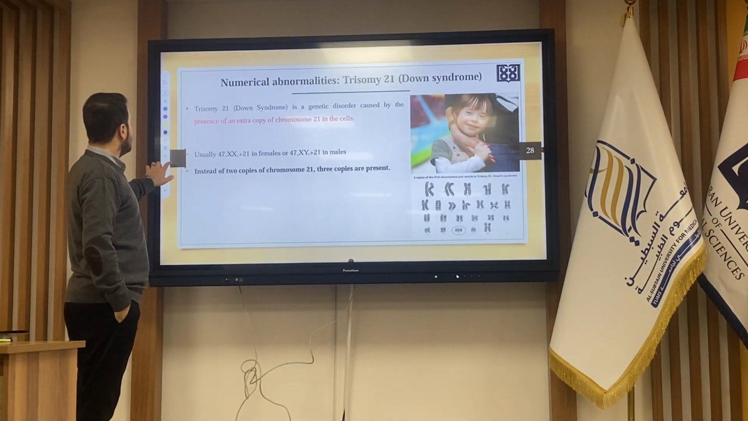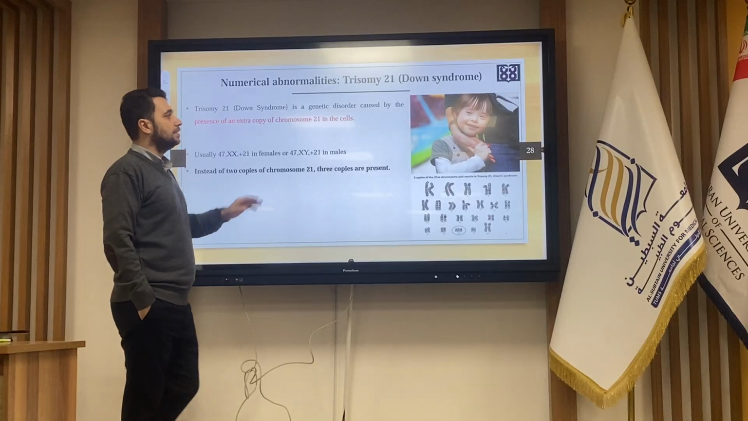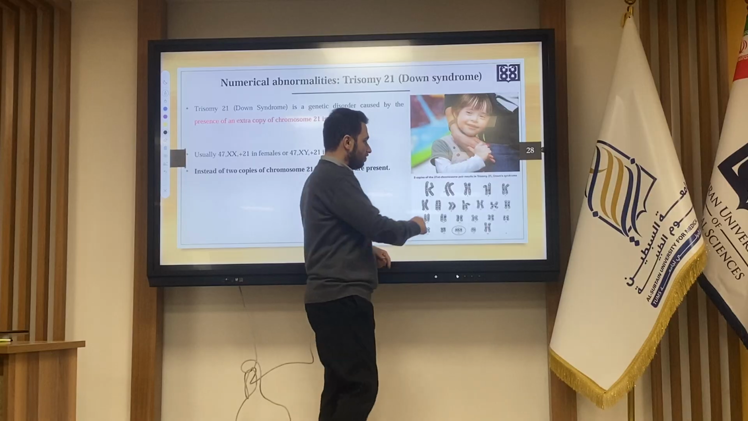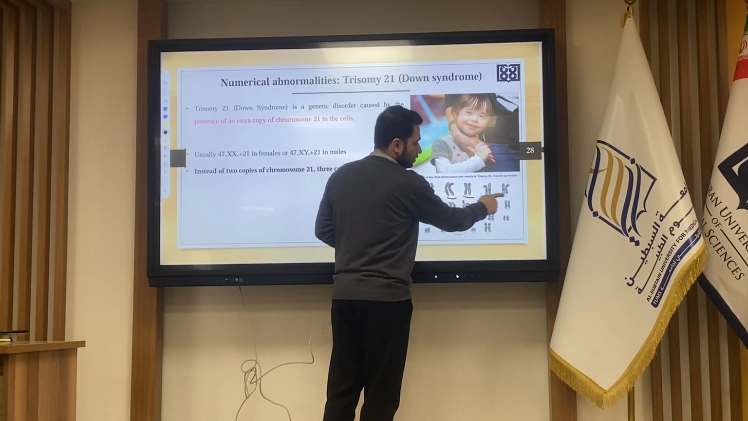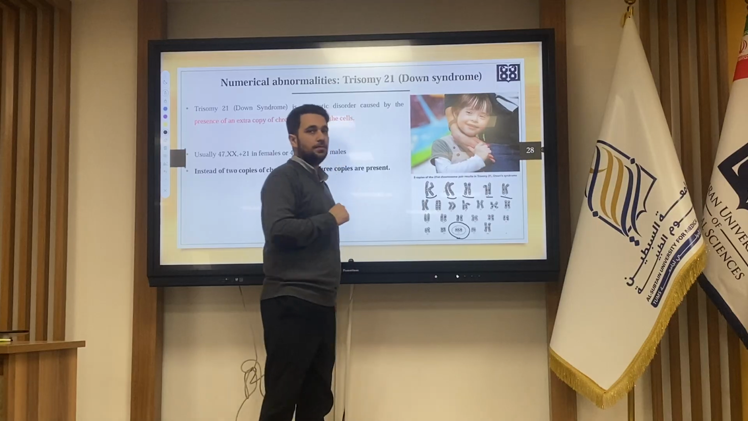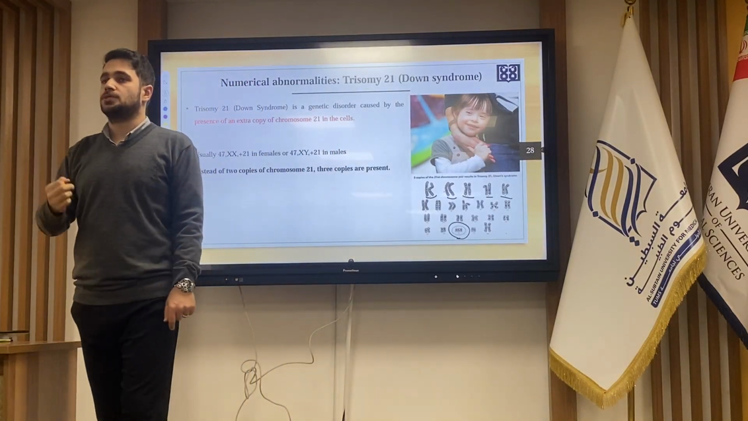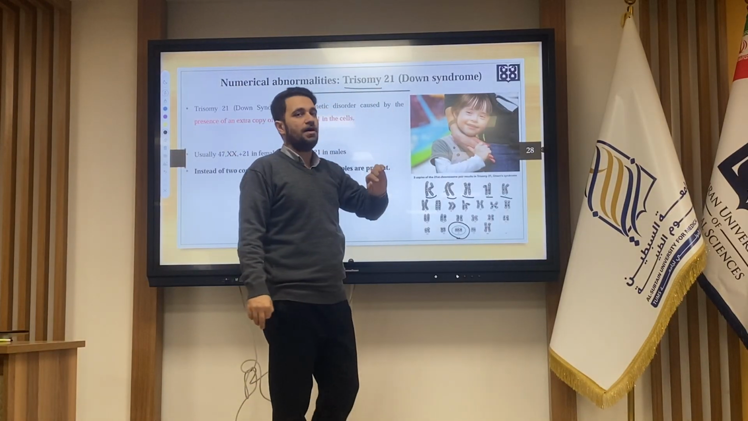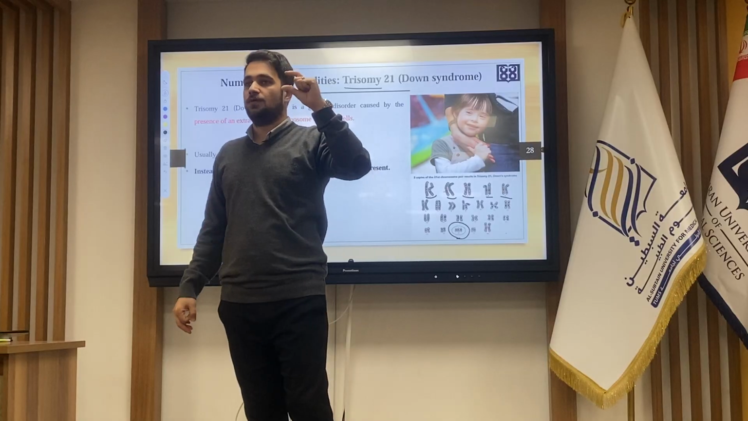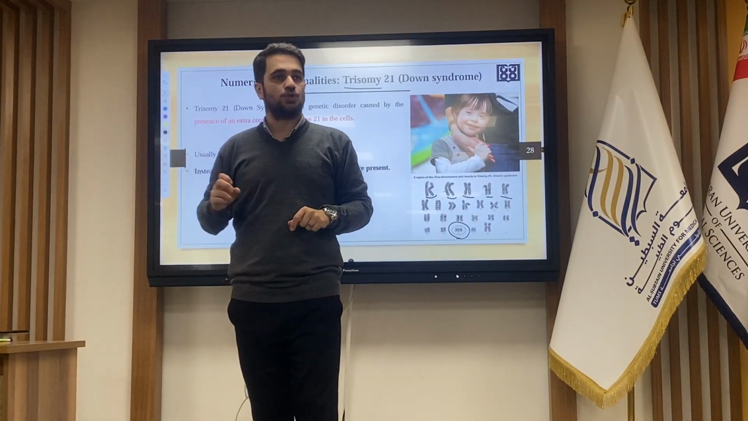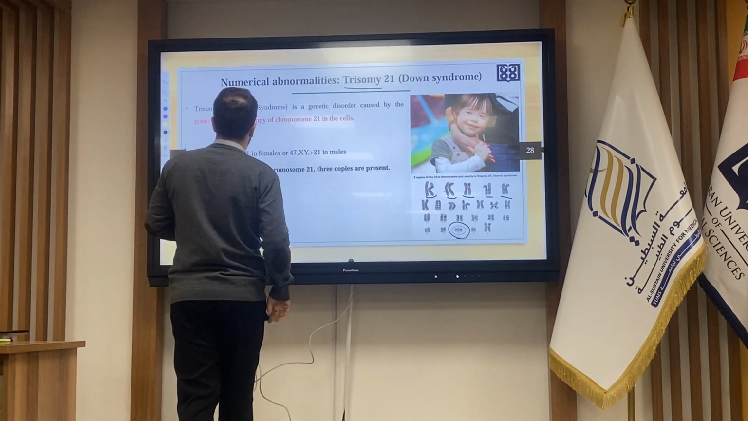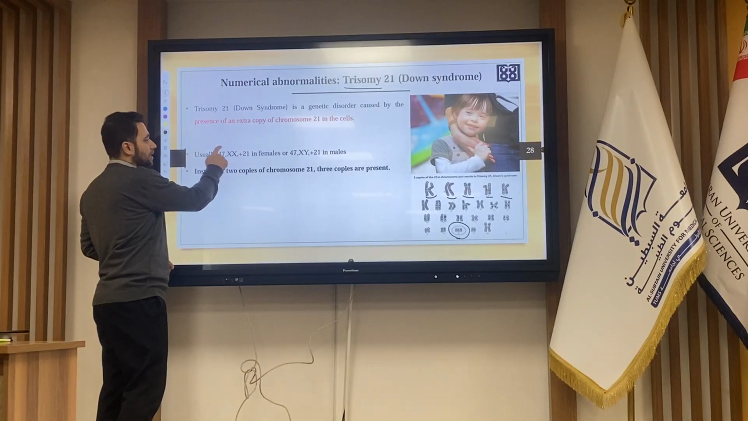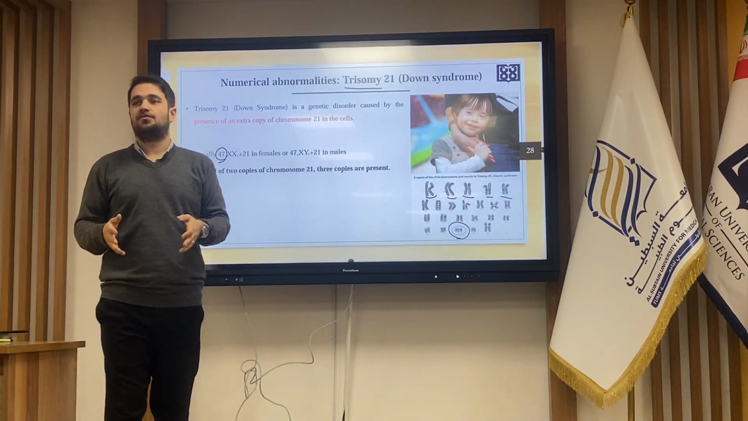In the next slide, you are seeing trisomy 21, Down syndrome. Look at this map. All of them must have how many? Two. But look at this one, the chromosome number 21. We have three chromosomes. So we call it Down syndrome or trisomy 21. It means that in chromosome number 21, we have three chromosomes instead of two. So we have an extra chromosome, and it is 47 instead of 46.